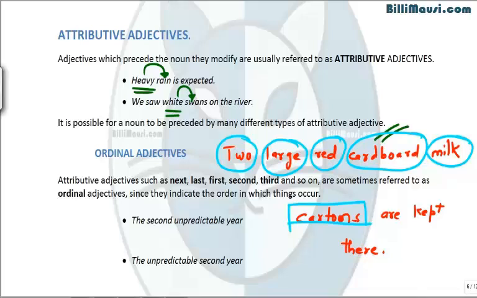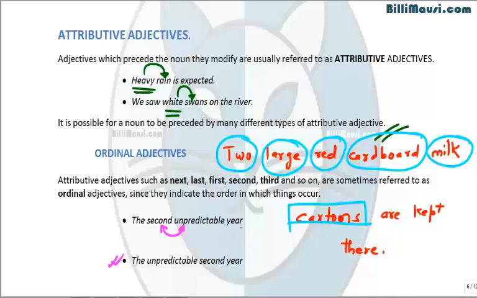The second unpredictable year, the unpredictable second year. If you see carefully, these 2 words have been exchanged in the second sentence. The second unpredictable year and the unpredictable second year. So if you try to comprehend it cautiously, you'll realize that there is a subtle difference and they are not meaning the same things. The second unpredictable year, it means that there may have been more than one previous years. The phrase refers to the second year which was unpredictable.